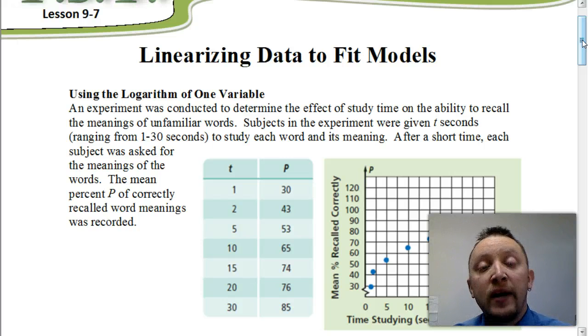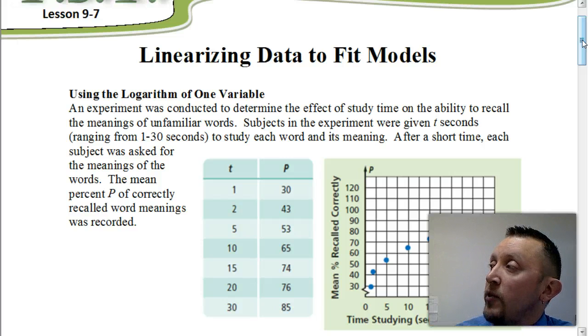The time that they gave people was between 1 and 30 seconds to look at each word and its meaning. So some people were only given 1 second to look at the word and its meaning, and some people were given up to 30 seconds for each word and its meaning. And then they gave people time to rest, and then they came back and tested them to see how many of those words and meanings they could recall.